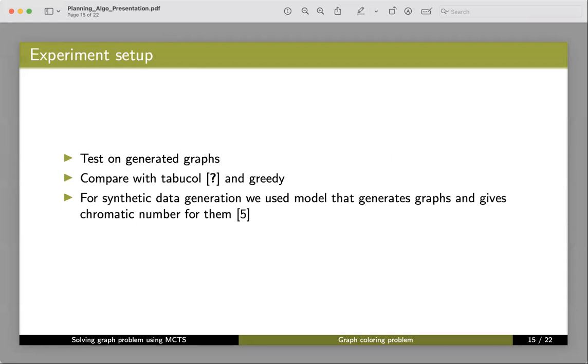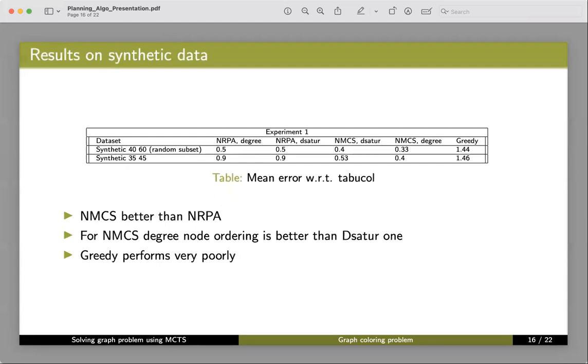So, experiments. We tested on generated graphs for which we know the chromatic number. And we compare our NMCS and NRPA with the Tabucol and greedy algorithms. Next slide. Here's our main experimental table. We tested on synthetic data with 40 to 60 vertices, and another dataset with 35 to 45 vertices. And both of these datasets have graphs with chromatic number from 3 to 8.